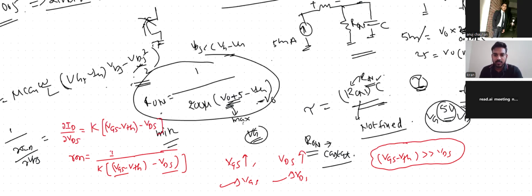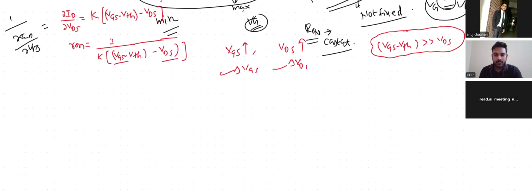So your R on should be constant according to you. Yes, if I consider the Vds effect in this R on, then my R on should be constant. Then tau will exist and be finite. Okay, we concluded many things here. What was the question?